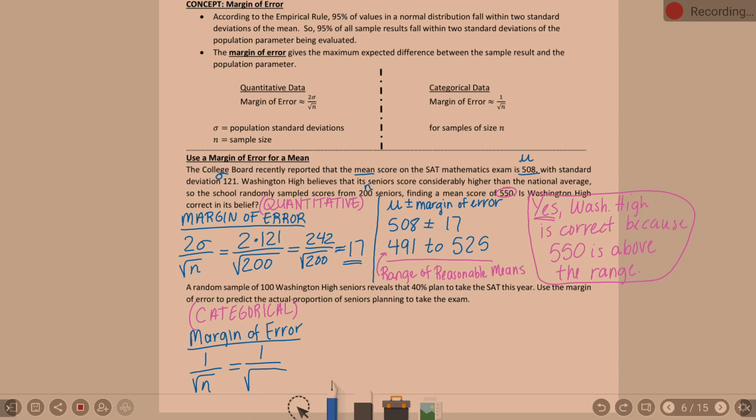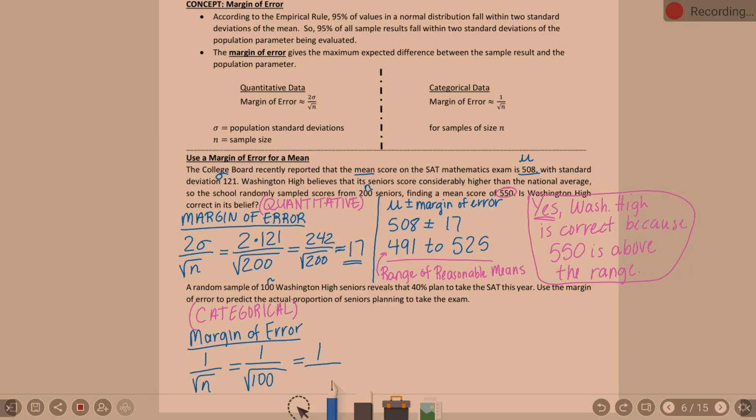N represents the sample size. What is the sample size here? 100. So 1 over the square root of 100. What is the square root of 100? 10.